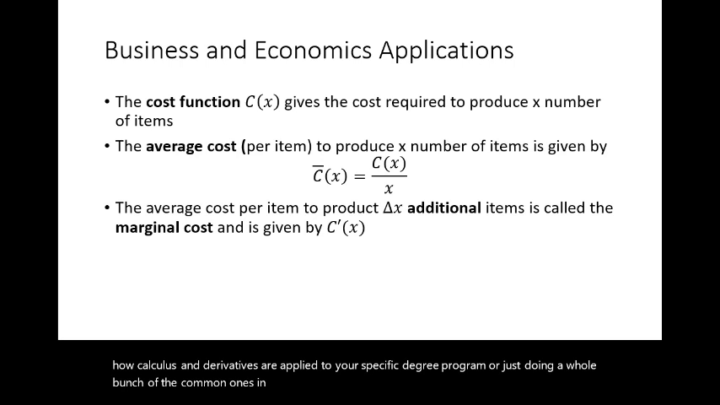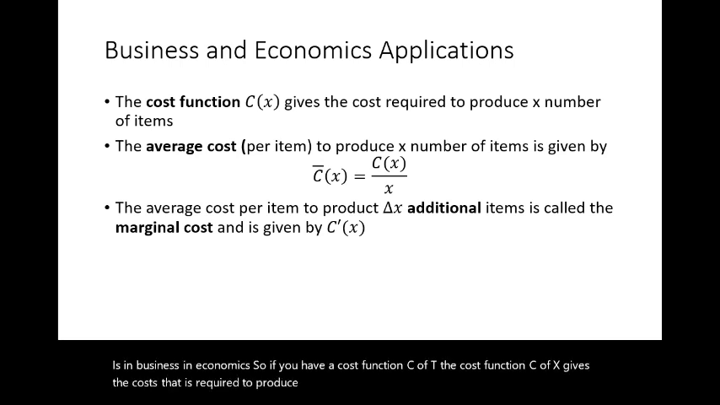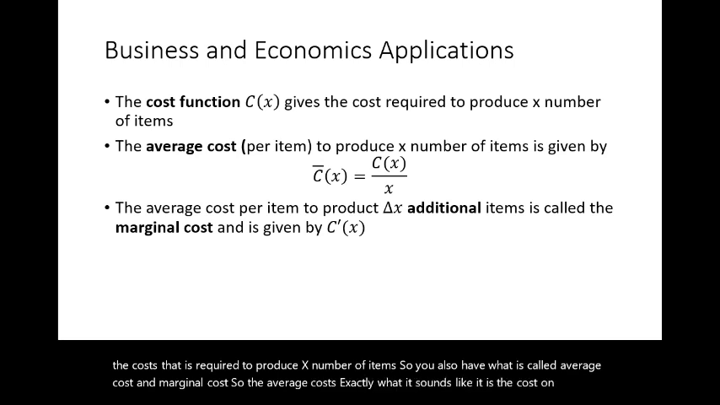So another application of derivatives is in business and economics. If you have a cost function C(x), it gives the cost that is required to produce x number of items. You also have what is called average cost and marginal cost. The average cost is exactly what it sounds like. It is the cost on average to produce x number of items.